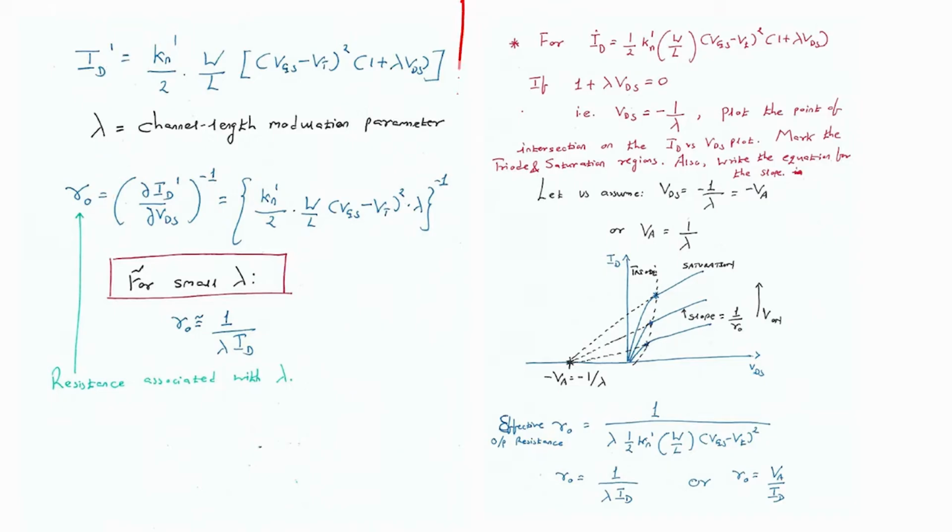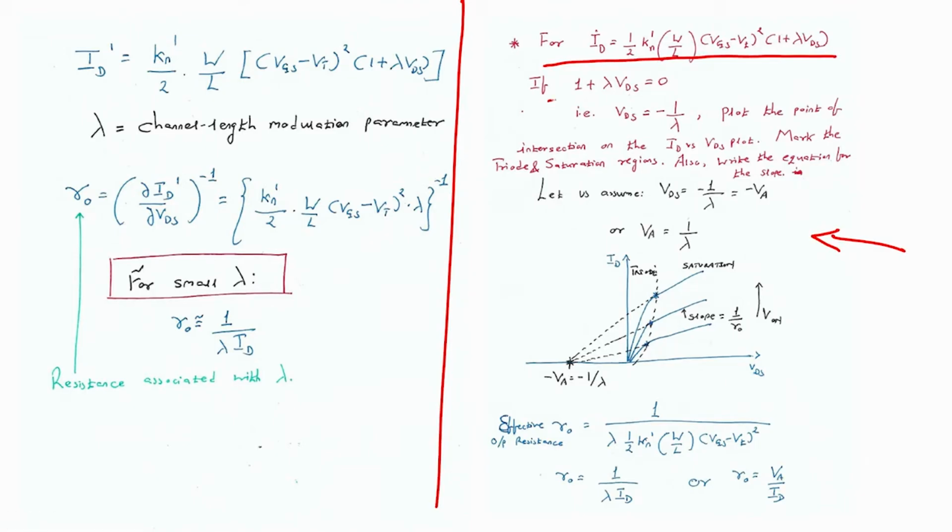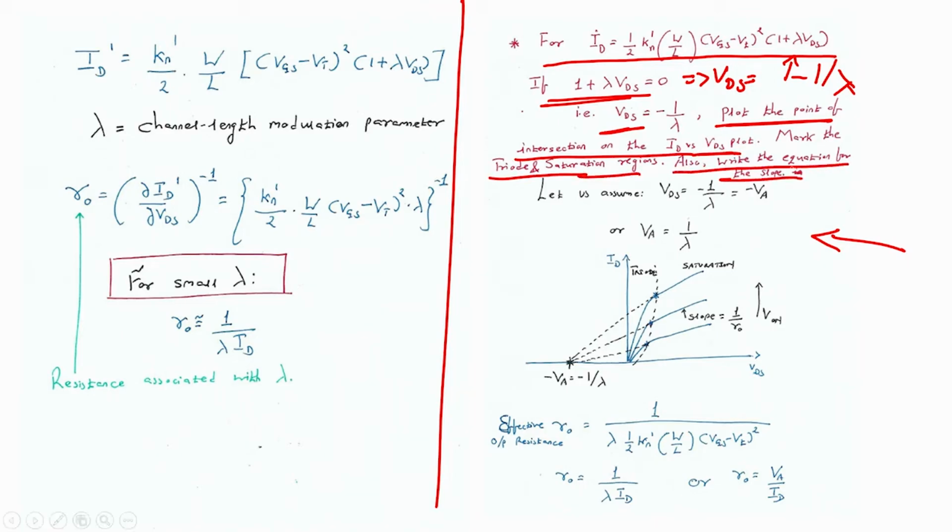So, see this particular slide. For ID equal to this equation, if 1 plus lambda VDS is 0, then VDS equals minus 1 by lambda. If this is the case, plot the point of intersection on the ID versus VDS plot, mark the triode and saturation regions, and also write the equation of slope.